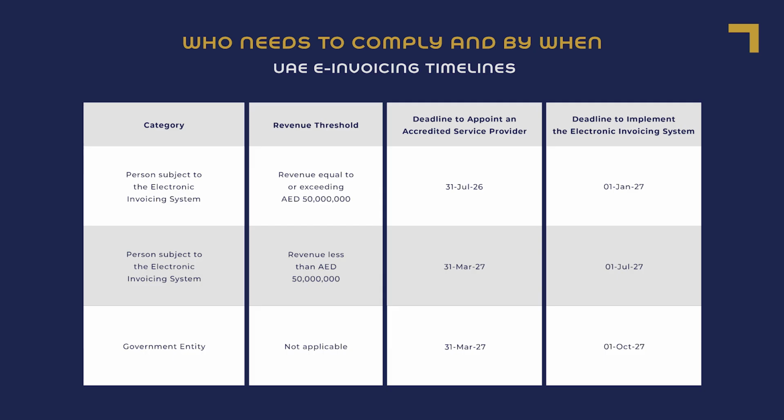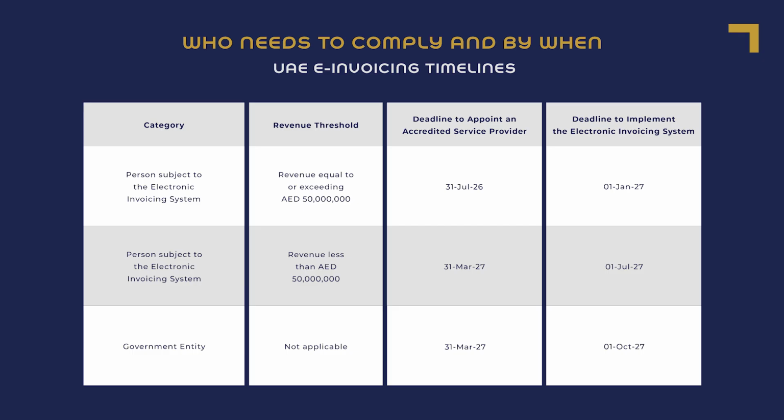Implementation of the e-invoicing framework will happen in phases, based on revenue thresholds and the type of entity. Businesses with annual revenues of AED 50 million or more must appoint an accredited service provider by the 31st of July 2026 and go live by the 1st of January 2027.